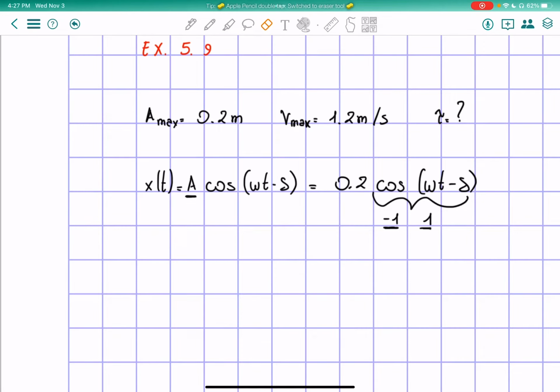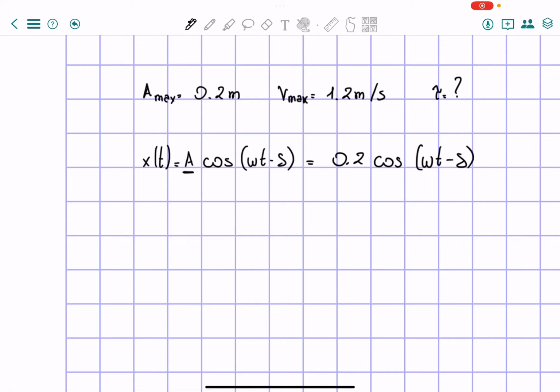Anyway, then we know that the maximum velocity is 1.2. Now, the velocity is equal to x dot, right? So let's differentiate this, and we get WA in front of negative sine of Wt minus the phase shift. Now we said A is 0.2, so negative 0.2 W sine of Wt minus the phase shift.